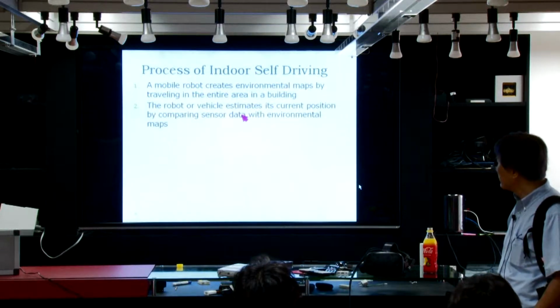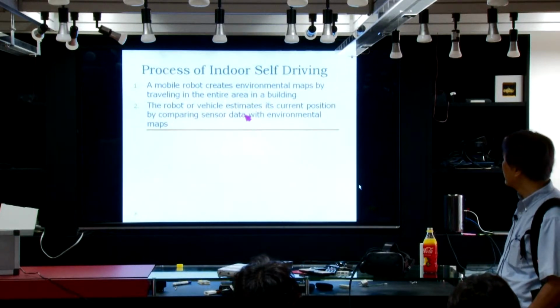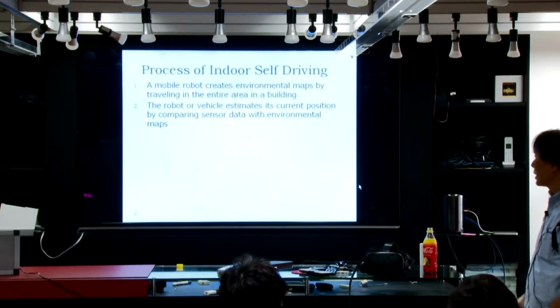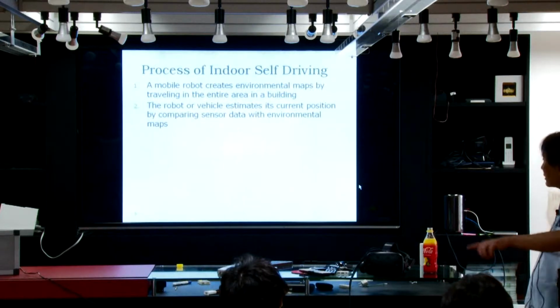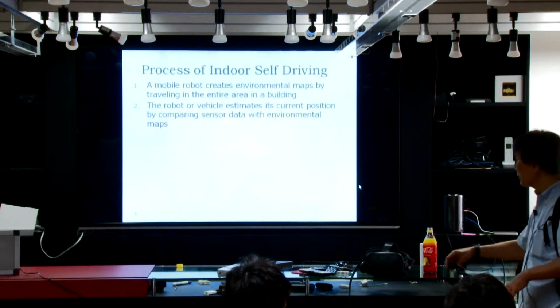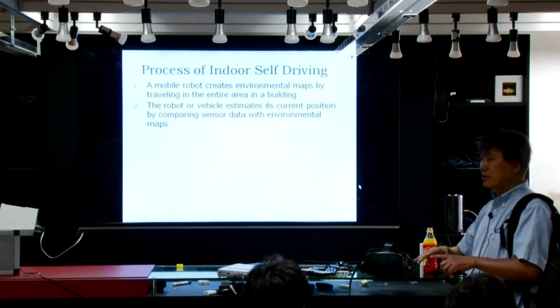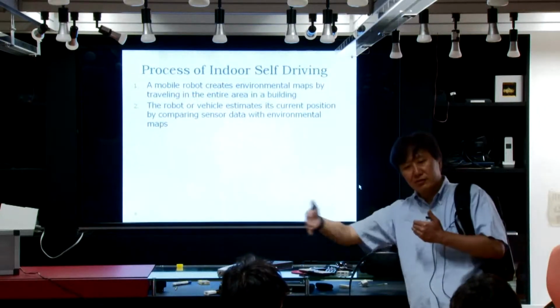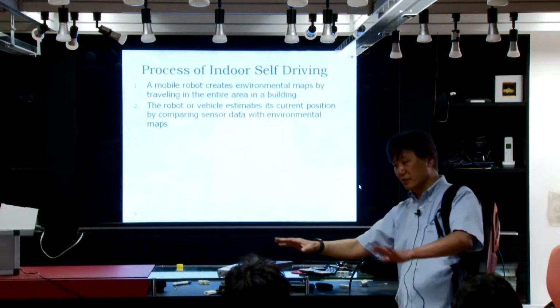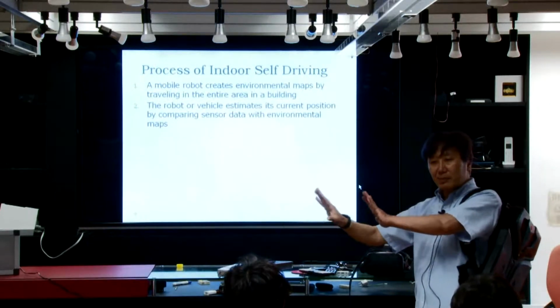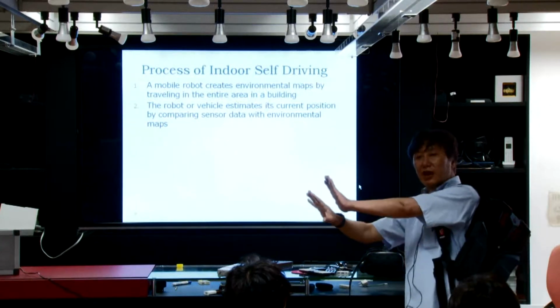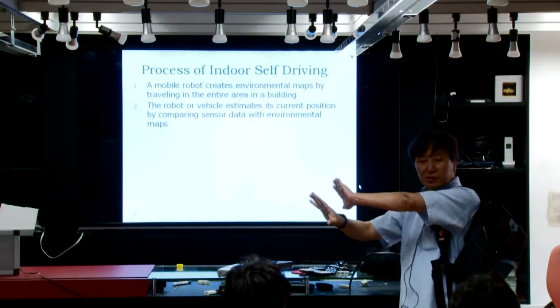Then the robot or vehicle estimates the current position by comparing the sensor data and the map data. The robot can calculate by sensing the distance from objects, then matching to the map. Then the robot can estimate where it is now and which direction it is facing.